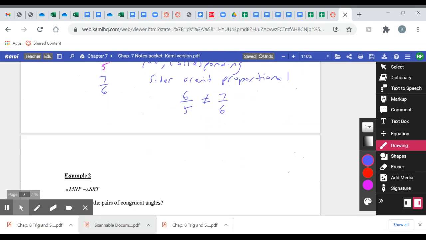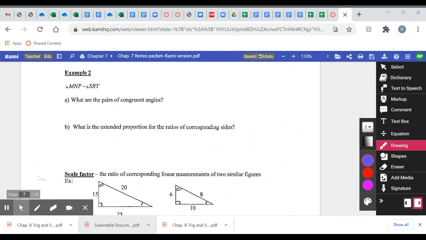All right, next up, example 2, it's telling you a similarity statement, and they want you to say what the pairs of congruent angles are and what is the extended proportion. We've already done one like that. Again, if you want to pause the video and try that yourself, that would be good practice. But you should end up with angle M is congruent to angle S. You should end up with angle N is congruent to angle R, and you should end up with angle P is congruent to angle T.